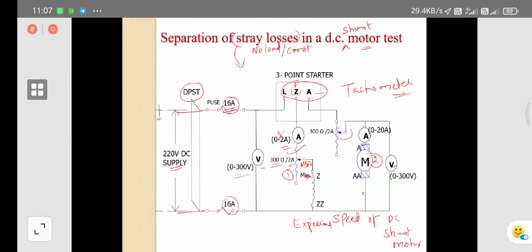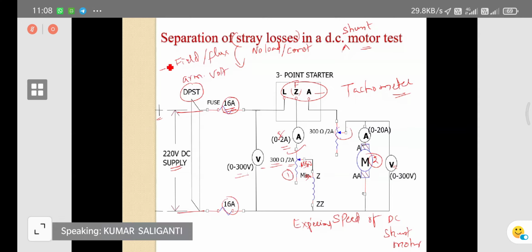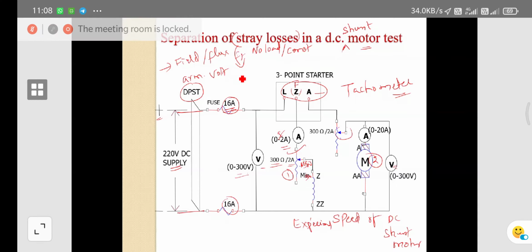But coming to speed control of the DC shunt motor, what are we doing here? We have two methods: the field flux control method and the armature voltage control method. While doing the field flux control method, the field current is constant, and the armature voltage has to be measured along with the speed.